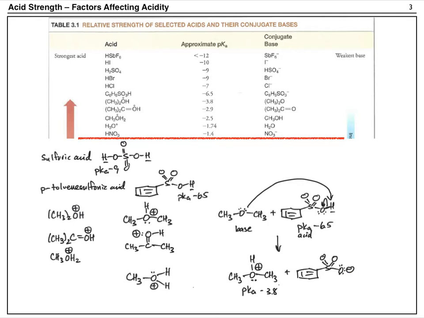So why don't you, as practice, show how these species here, in individual cases, are protonated by the paratoluene sulfonic acid. So show the neutral functional group getting protonated by paratoluene sulfonic acid to form these. So run a similar reaction as we've done here, where you actually form those acids.